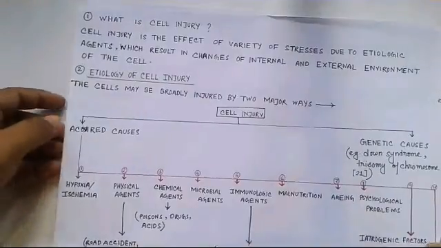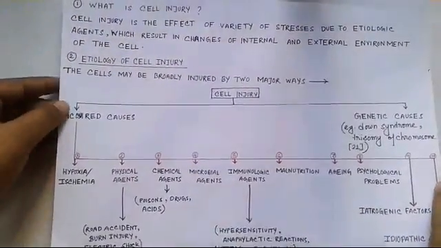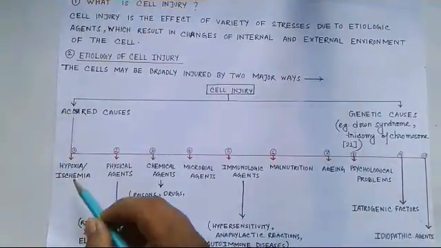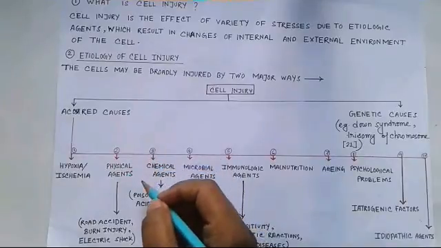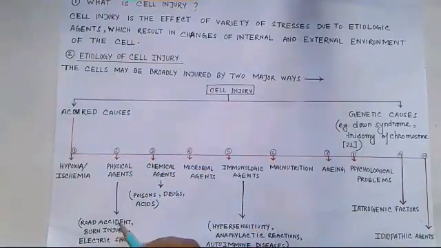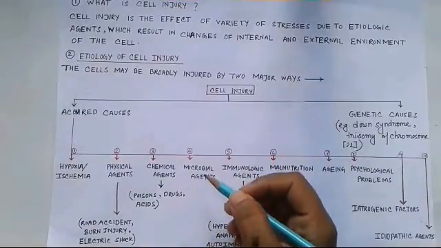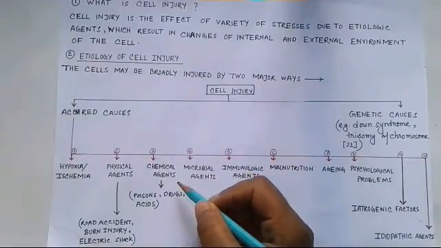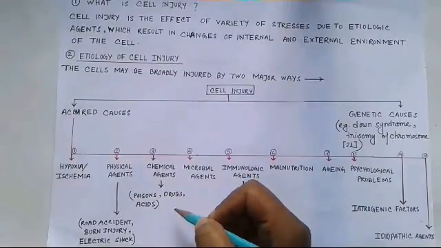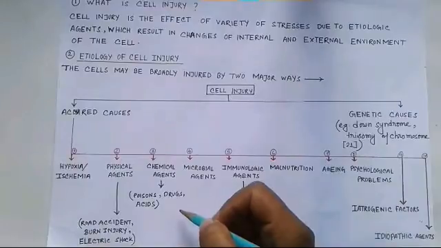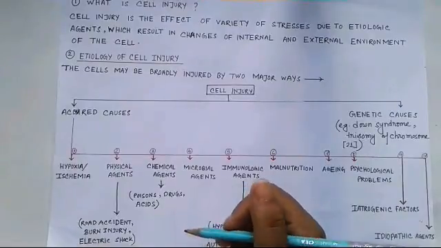Hypoxia is a condition when there is a lesser amount of oxygen supply in your cell, and ischemia is a condition when there is a lesser amount of blood supply in your cell. Now physical agents like mechanical trauma, for example road accident, thermal trauma like burn injury, electric shock or shock by radiation, etc. Then chemical agents: environmental pollutants, or any kind of poisons like arsenic, mercury, cyanide. Then it can be administration of therapeutic drugs, or narcotic drugs, etc.